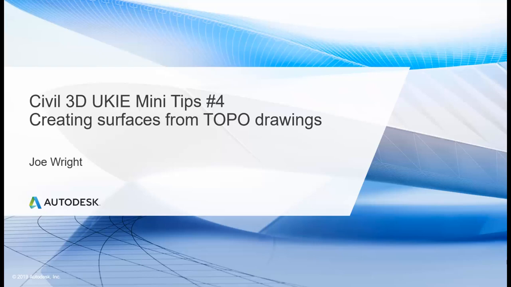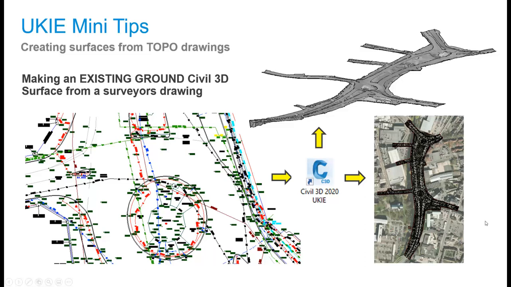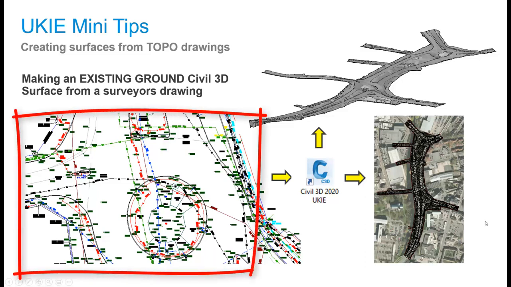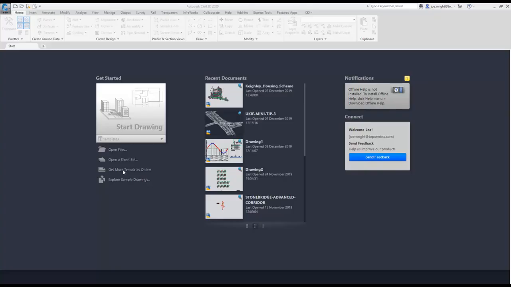For this fourth UKIE Mini Tip video, I'm going to look at some of the very basics of creating surfaces from TOPO drawings. Often you will find that a surveyor will issue a standard AutoCAD DWG file containing his results. And the starting point of most Civil 3D schemes will begin with an existing ground surface. So it's important you get this bit right. If the starting point is wrong, then the end result will almost certainly be compromised.